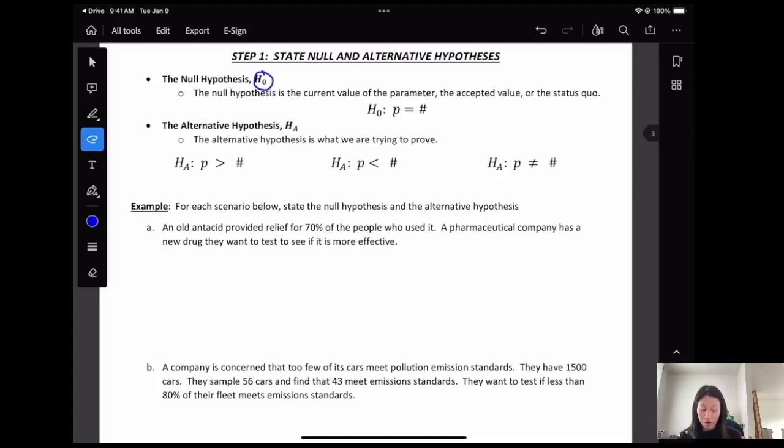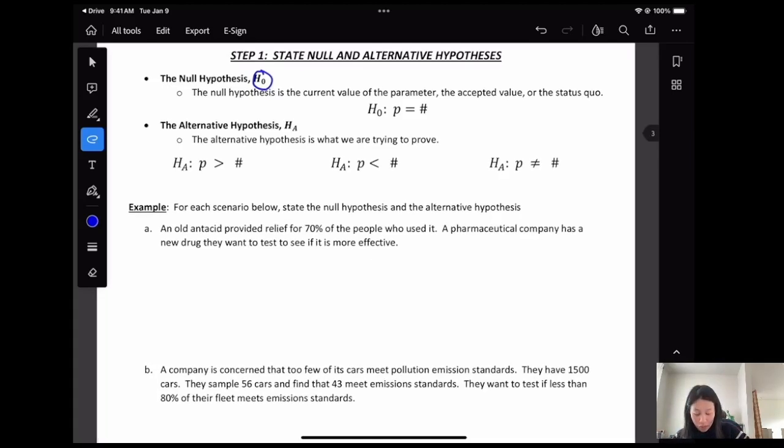The alternative hypothesis is what we are trying to prove. It's called the alternative hypothesis, and we use the notation H sub A. A is short for alternative. For the alternative hypothesis, we only have three results: either greater than the same number that you use for the null hypothesis, or less than that number, or not equal, which means different from that number.